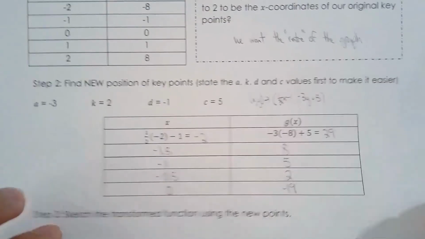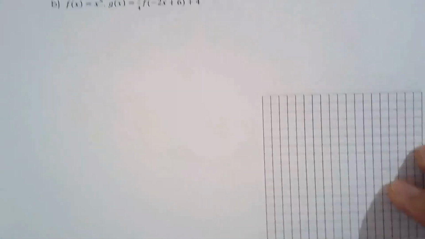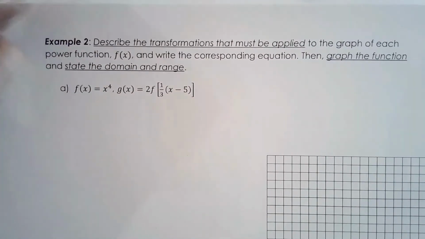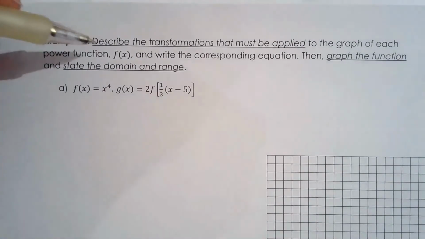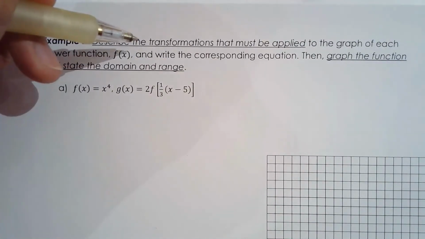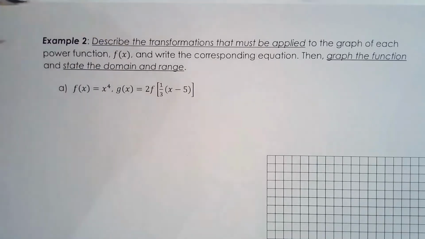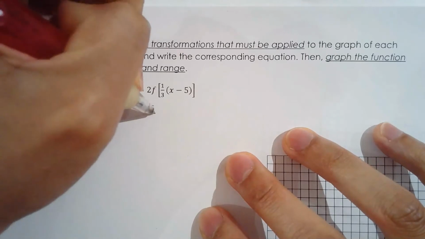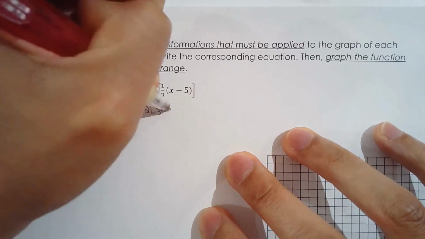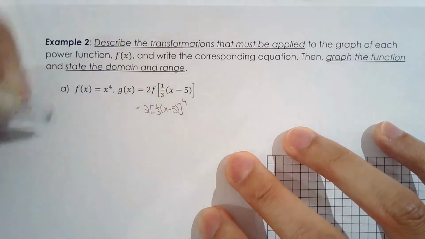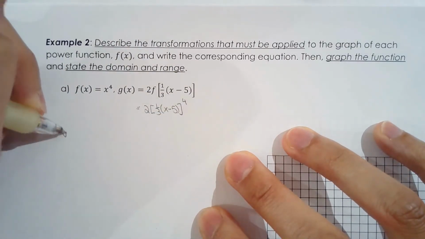We're going to practice the plotting, so that's why I didn't give you space for that example. The things to do here: describe the transformations, write the corresponding equation, and graph the function. I'm going to start off by writing the equation and stating the domain and range.